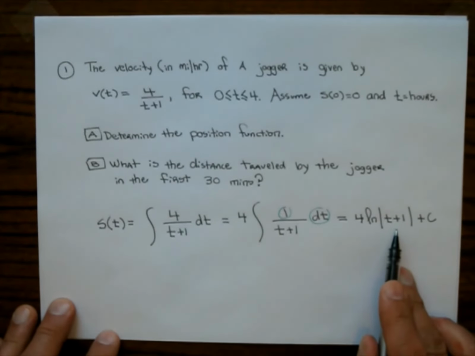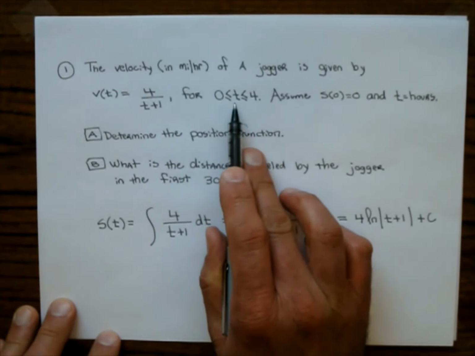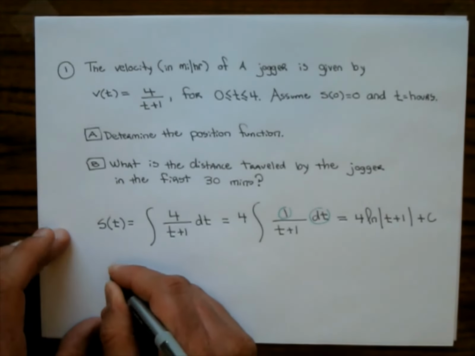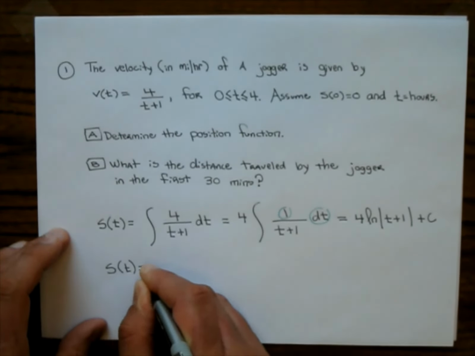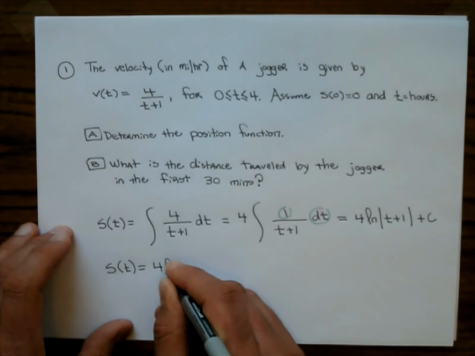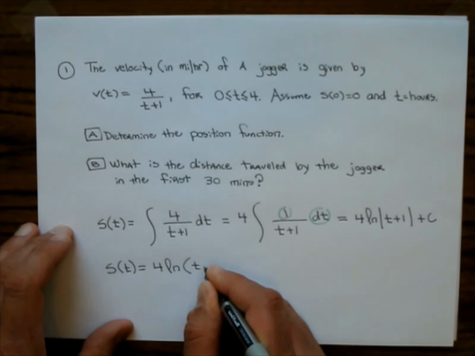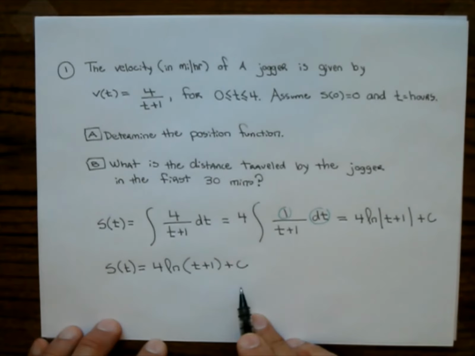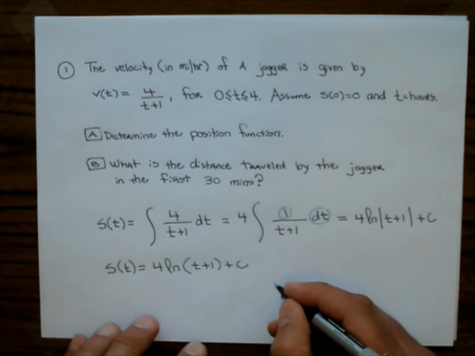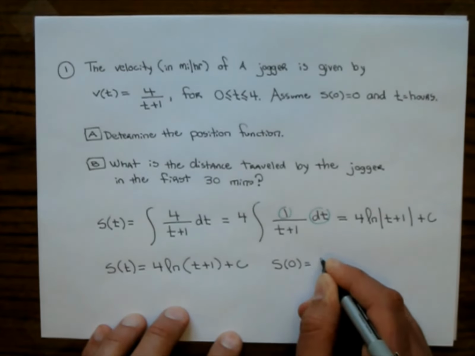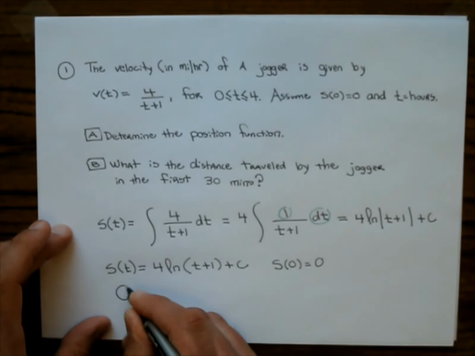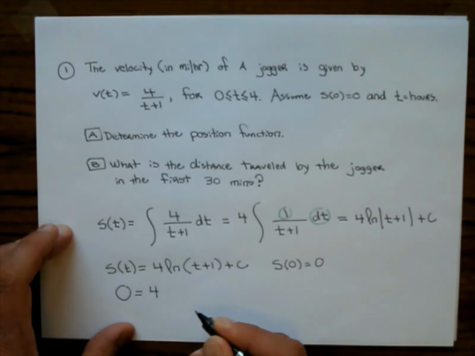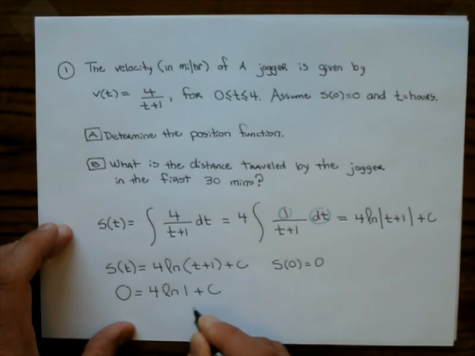Now we can keep the absolute value there, but we know the time is between 0 and 4, so we don't need the absolute value on that log. So s of t is 4 times the ln of t plus 1 plus c. Now we don't know what c is, but they give us s of 0 equals 0. So I'm going to put 0 in, and we end up getting 4 times the ln of 0 plus 1, so that's the ln of 1 plus c. So look what c equals. c is 0.